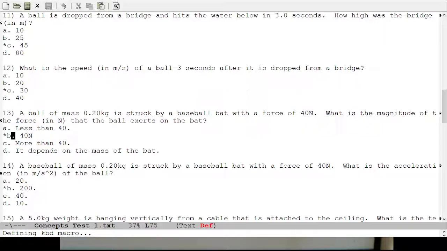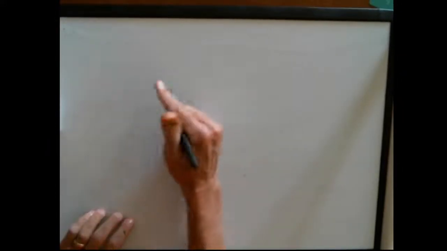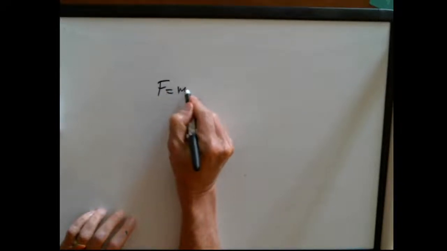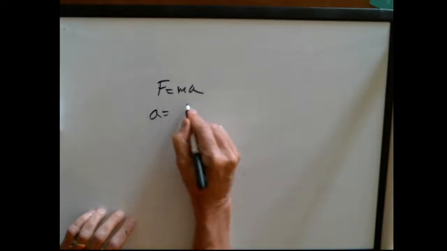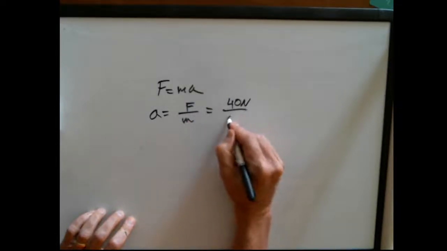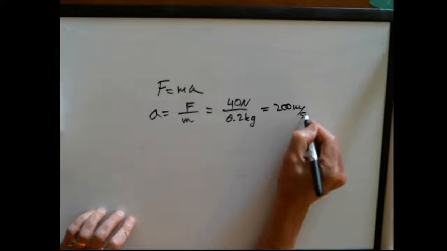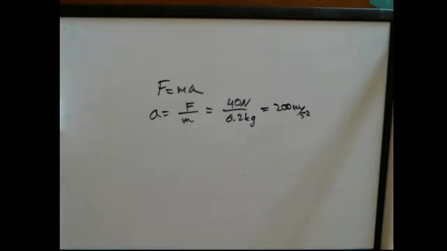Question 14 says a baseball of mass 0.2 kilograms is struck by a baseball bat with a force of 40 newtons. What's the acceleration of the ball? Well, we use Newton's second law for that. Let me erase this. We can say force equals mass times acceleration. That's Newton's second law, or acceleration equals force divided by mass. That's 40 newtons divided by 0.2 kilograms, which is 200 meters per second squared.